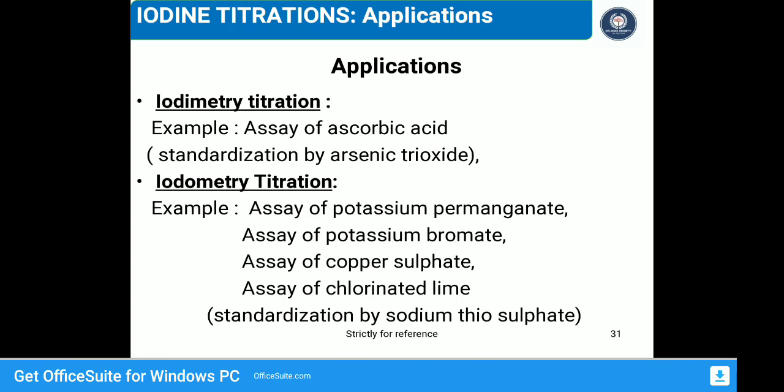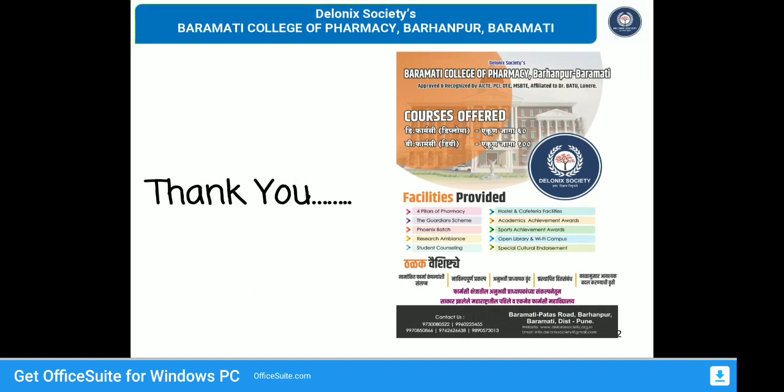Now, here are the applications. The first application of iodometric titration, for example, is assay of ascorbic acid by standardization with arsenic trioxide. Other examples of iodometric titration are assay of potassium permanganate, assay of potassium bromate, assay of copper sulfate, and assay of chlorinated lime, with standardization by using sodium thiosulfate.